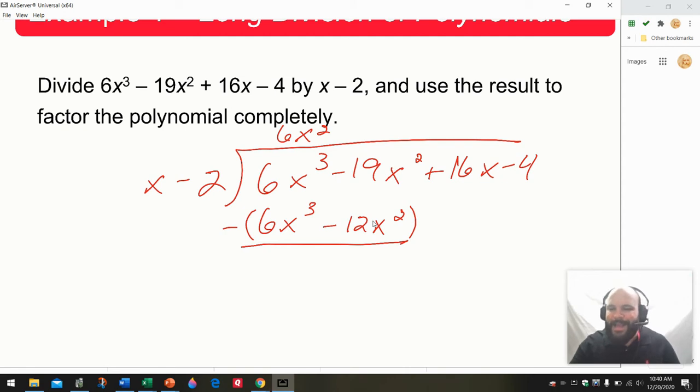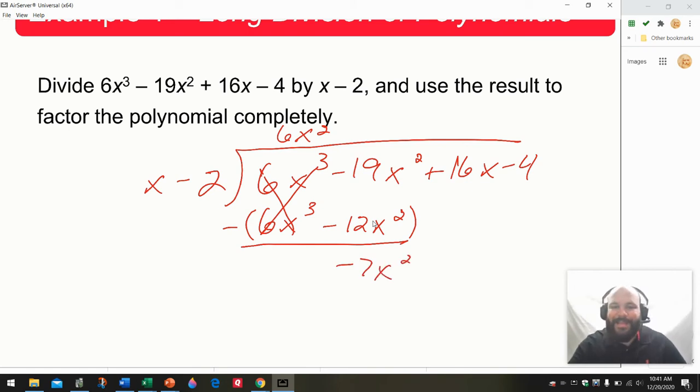Now, this next part needs to happen in order to know that you did things correctly. What should happen is this first set of factors, or not really factors, the first term should cancel. If it doesn't cancel, you didn't get this part correct. You did something wrong. So the 6x cubed minus 6x cubed is 0. That's what we want to happen. And now we have negative 19x squared minus negative 12x squared, which gives us a negative 7x squared.